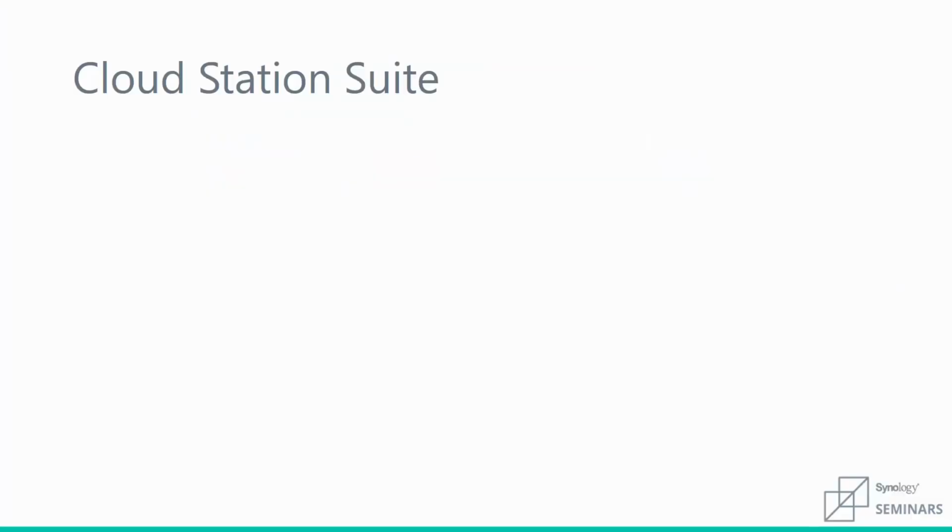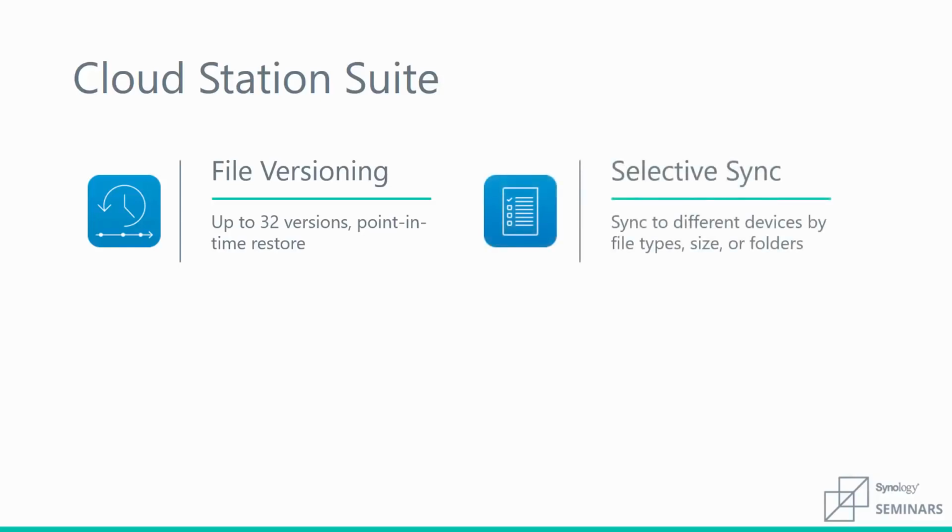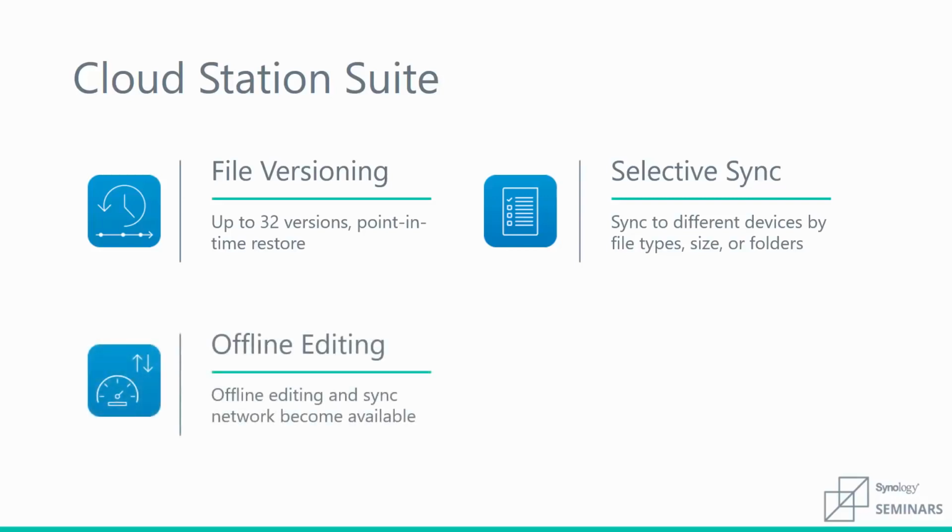As we come out of the demo, I want to highlight some of the features that CloudStation offers. We have full file versioning with up to 32 versions that allows for that point-in-time restoration. You can selectively sync only the files that you want based on file type, size, or folders. If you do not have internet access while you're editing the synced files, the files will sync once the network becomes available.